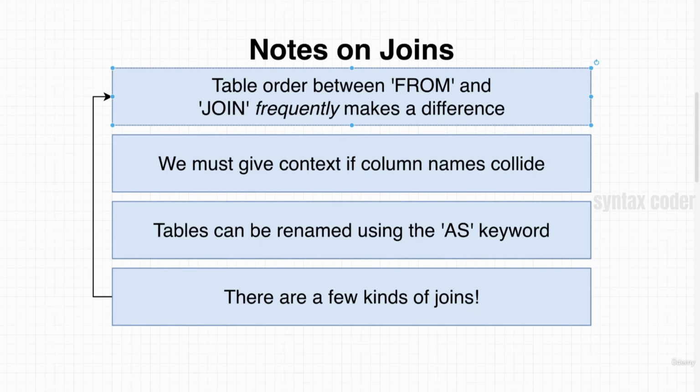In the last video, I said very mysteriously that sometimes there is a difference in our ordering with the from and the join clauses. In addition, I also mentioned very mysteriously that there are several different kinds of joins available to us. So in this video, we're going to explore these two bullet points a little bit more.